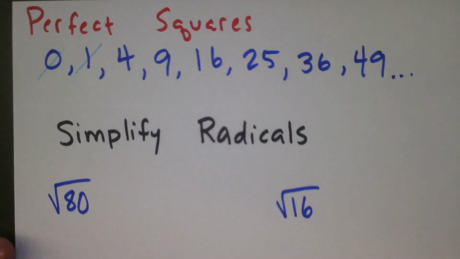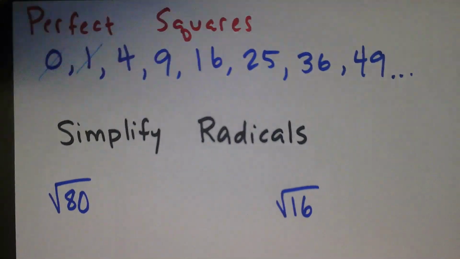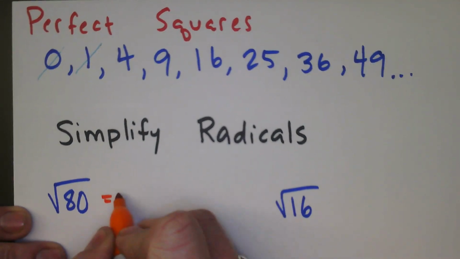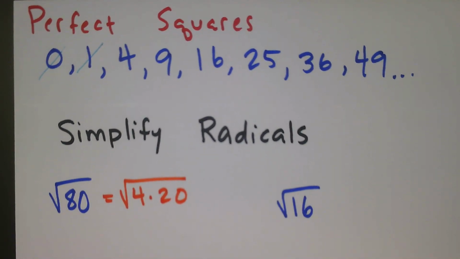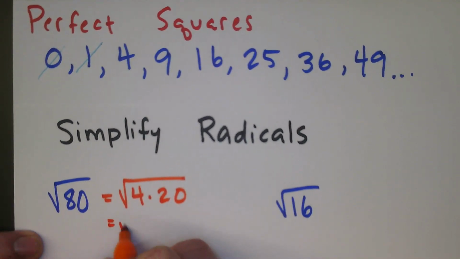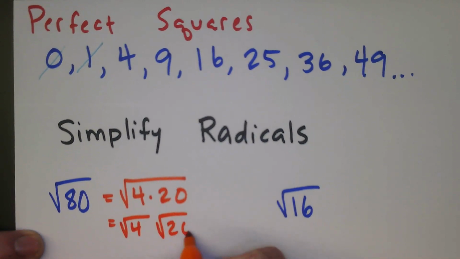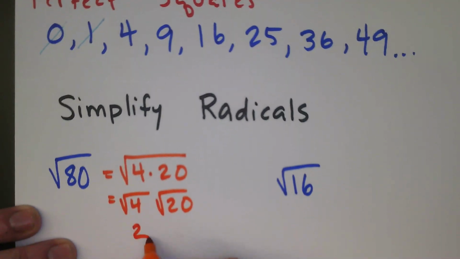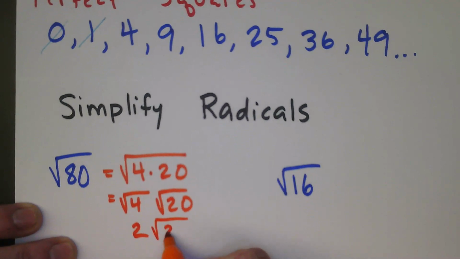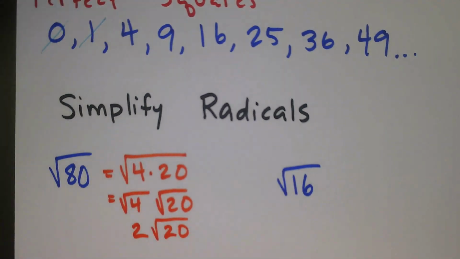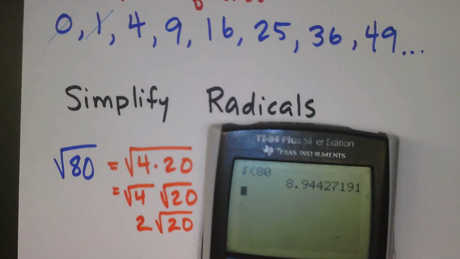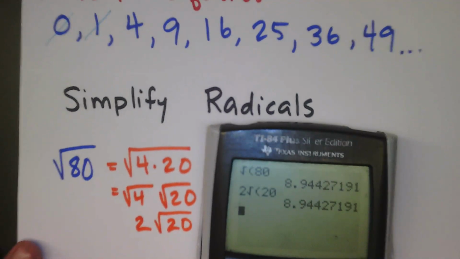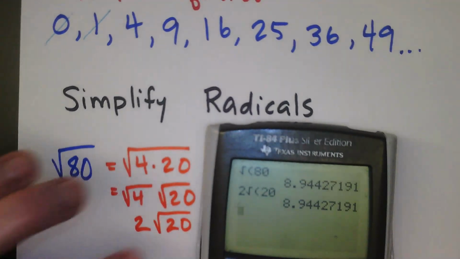So instead of 80, we're going to write this as square root of 4 times 20. And the reason that we do that is that we can actually break this down into the square root of 4 and then times the square root of 20. That gives us a 2 out here, a positive 2 times the square root of 20. Now, you'll see that this is the same decimal equivalent. Like if I go back to my calculator and I do the square root of 80, I get this decimal. If I do 2 times the square root of 20, it's the same decimal. So they do definitely equal each other.